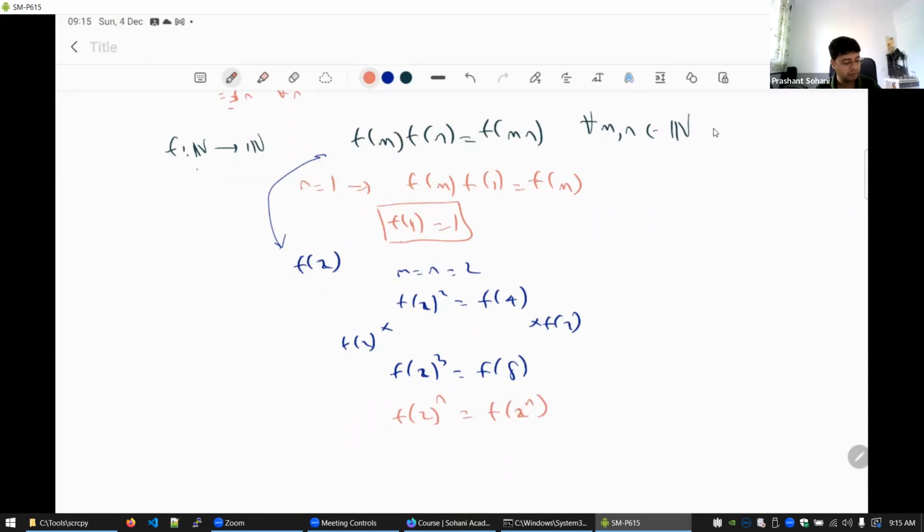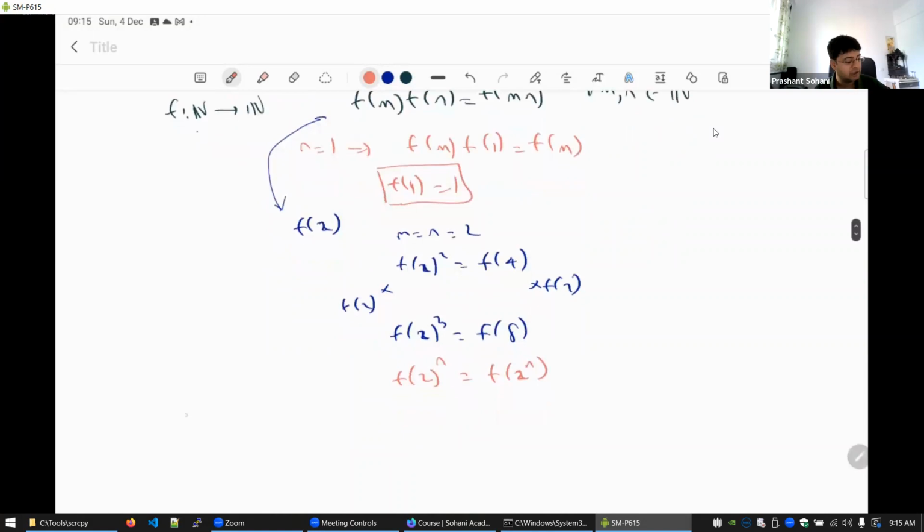Now if you think about it, there was nothing special about the number 2 in this. It could be replaced by any other number, right? Because basically what we are saying is that for any natural number m, f of m times f of m, occurring n times, one term at a time we can combine them, and this will be equal to f of m raised to n. So this is true for all natural numbers. It doesn't matter.